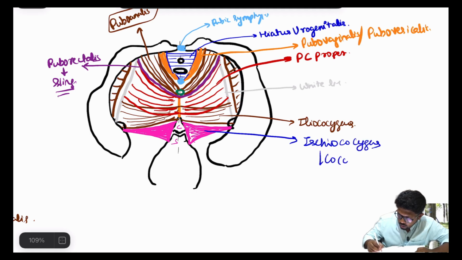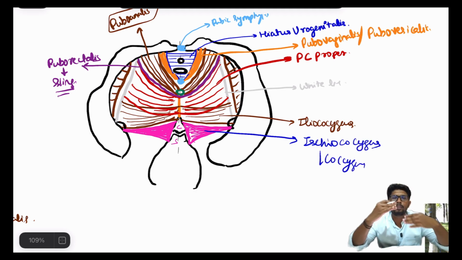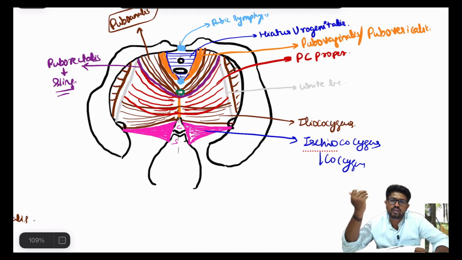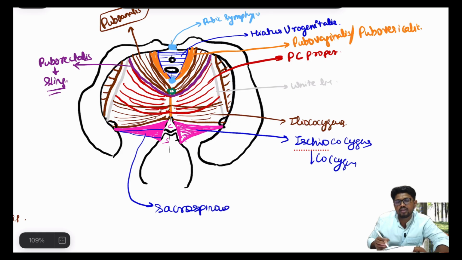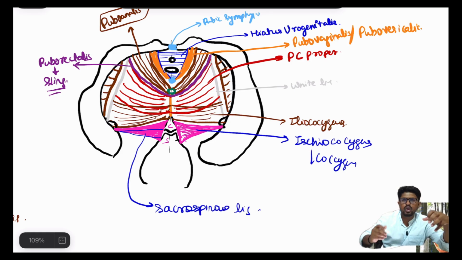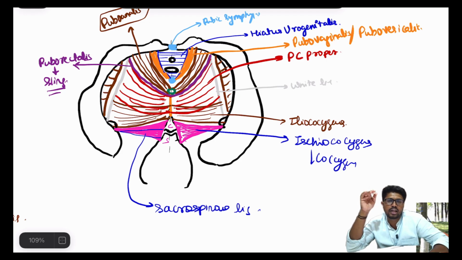Ischiococcygeus or the coccygeus. But most of the posterior fibers of this Ischiococcygeus get degenerated to form one ligament. That is what? Sacrospinous ligament, because it goes from the sacrum toward the ischial spine. So most of this Ischiococcygeus degenerates to form the sacrospinous ligament.